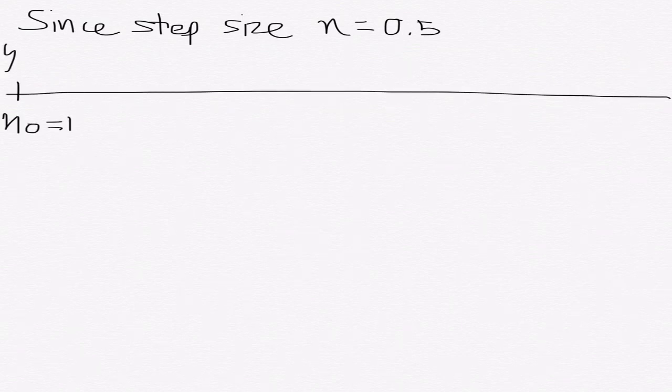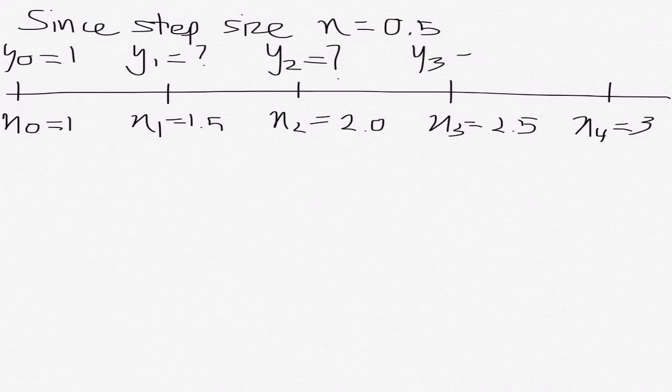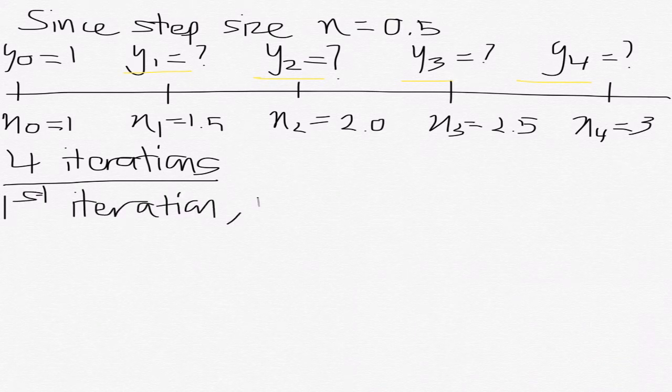From here, we list down the time series. So from here, we know that we will need to conduct 4 iterations. We will proceed to the first iteration. We substitute into the general formula.